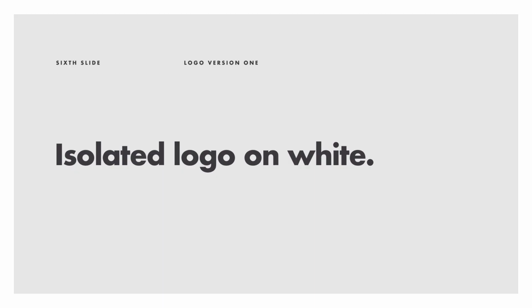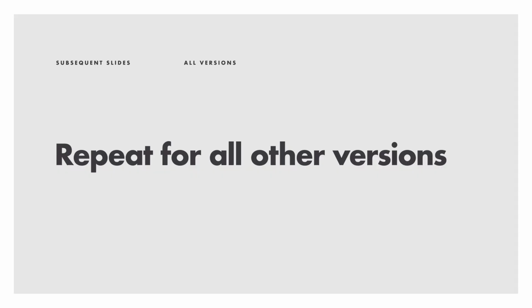And then finally, you want to wrap up every single version with an isolated logo on white again. What this will do is it'll remind them that, hey, all this stuff, it's all examples. None of this stuff has to be created or fulfilled or executed on. This is the logo. So it's kind of like a closure to the chapter that is this version. And quite simply, you just want to repeat for all other versions. So you should have 5 slides for 3 logo versions for a total of 15 slides.